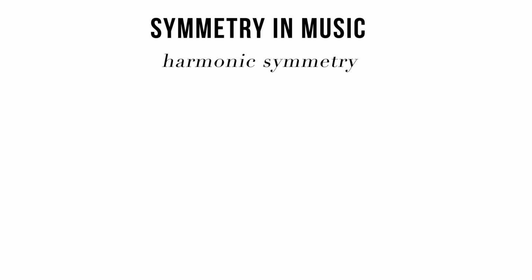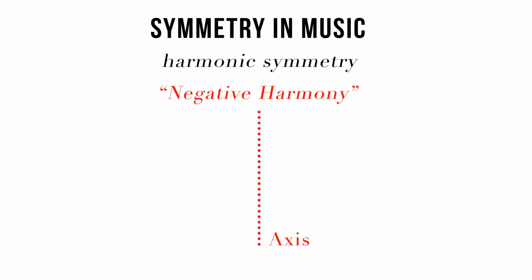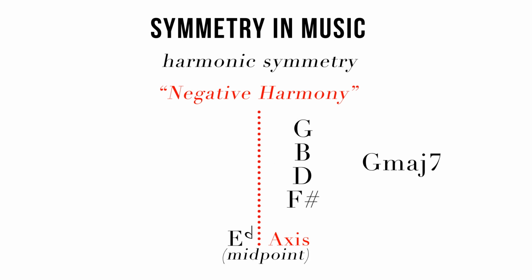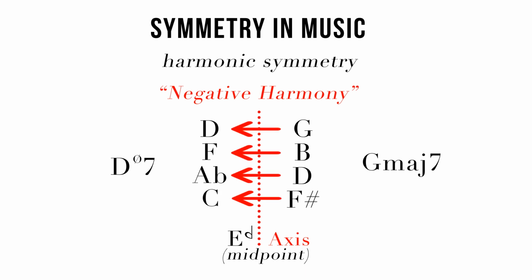We could also make harmony symmetrical on a certain pivot point. Ernst Levy called this negative harmony, where we invert harmony around an axis. If C and G are our anchors, then the midpoint E quarter flat is our axis. The negative harmony of G7 is D half diminished 7.